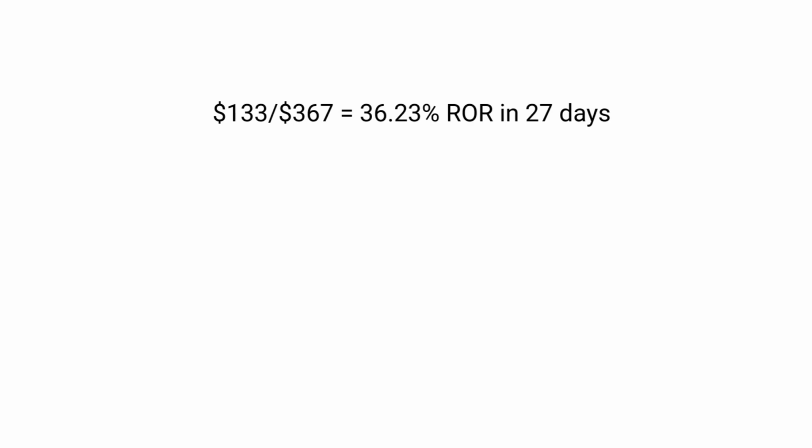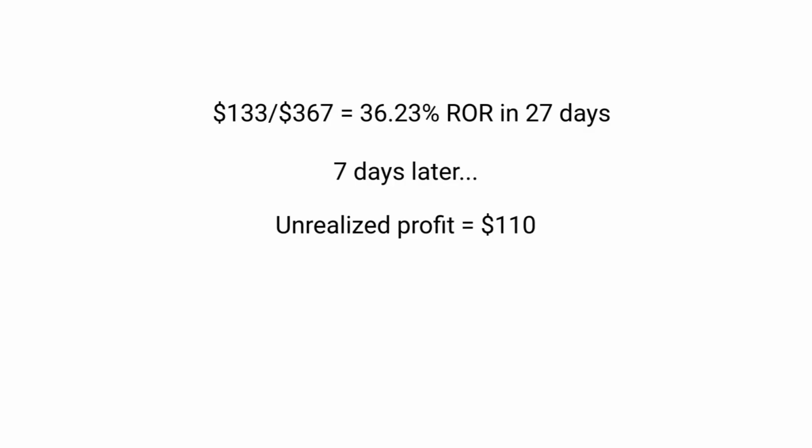Let's say that 7 days later the trade was showing a profit of $110. That means the trade was already showing a profit equal to 82.7% of its maximum profit potential. That also means that the trade still had another $23 that could still be realized.